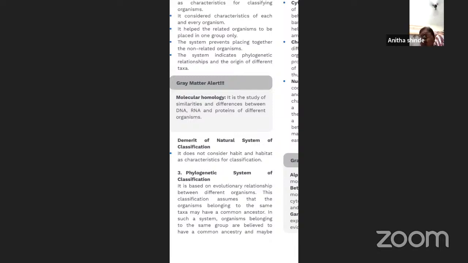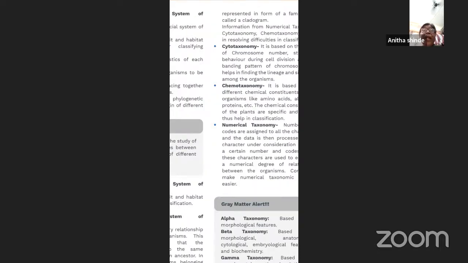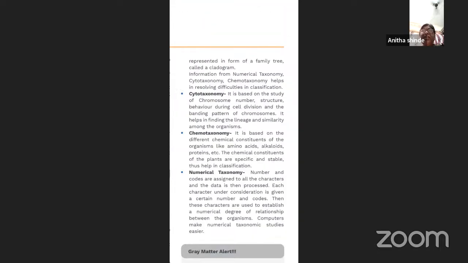So this is what we call the phylogenetic system of classification, where it will tell you that the organisms belonging to that particular class or phylum have a common ancestor. In such a system, the organisms belonging to the same group are believed to have a common ancestry, and it may be represented in the form of a family tree, which we call a cladogram.